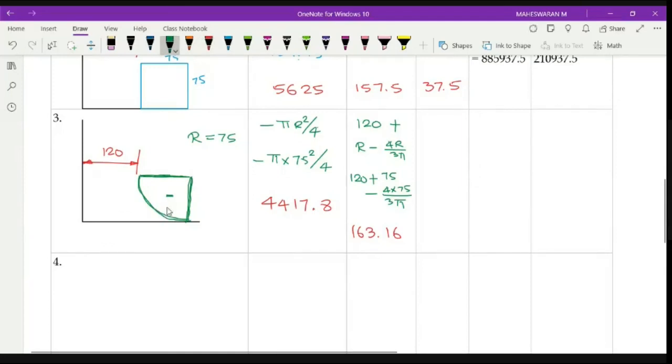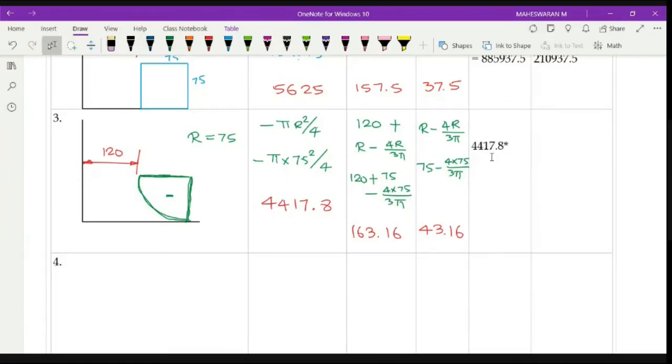Now your y bar is also the same: r minus 4r by 3 pi, which means 75 minus 4 into 75 divided by 3 pi. What is the value? 43.16. Good. Now I can identify the products with the areas.